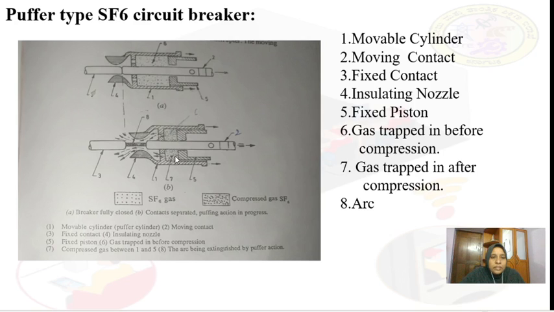Whereas when you look at this cavity, the cavity is compressed by this fixed piston and the moving contact. So once it is compressed, the space has become less, but the quantity of SF6 gas is the same. So what happens? It gets compressed. Once it gets compressed, its pressure increases. So figure A shows the condition of the gas in a non-compressed state. Figure B shows the condition of the gas in a compressed state. And the eighth one, this dark thick line that is marked, indicates the arc. So these are the important parts of a puffer type circuit breaker.